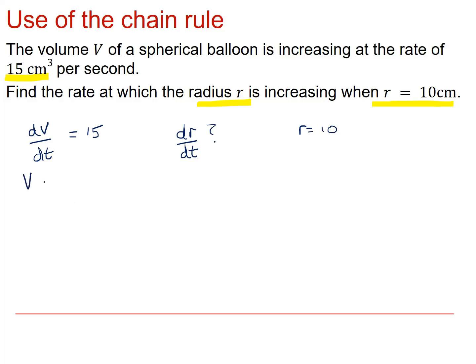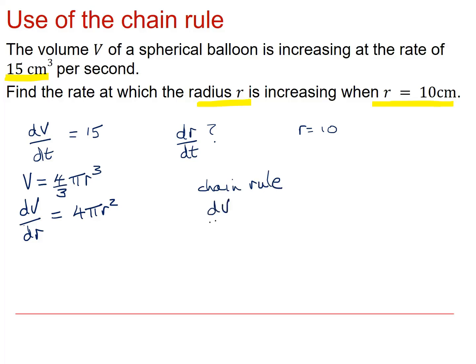Okay, we know something about V. We know the volume of a sphere is 4/3 pi r cubed. And that means I can work out dV by dr. Just differentiating that, I get 4 pi r squared. And if I use the chain rule, I know that dV by dt is equal to dV by dr times dr by dt. Now, I know this, and I want to find this.